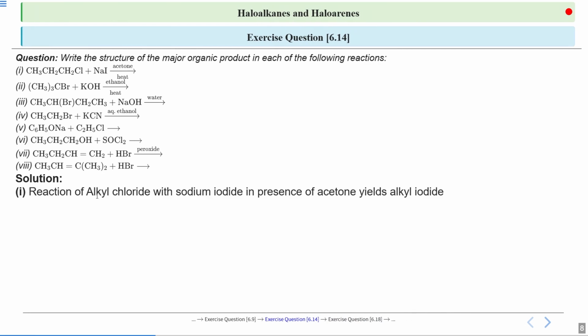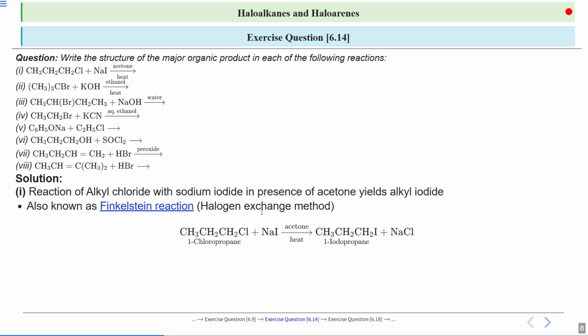Okay, let's see. So let's see the first reaction, and this is the alkyl halide. The reaction of alkyl chloride with sodium iodide in the presence of acetone will yield alkyl iodide. So this reaction is for the preparation of iodine-substituted haloalkanes. This reaction of alkyl halide with sodium iodide is also known as the Finkelstein reaction, or halogen exchange method. So this reaction will proceed via the halogen exchange method.